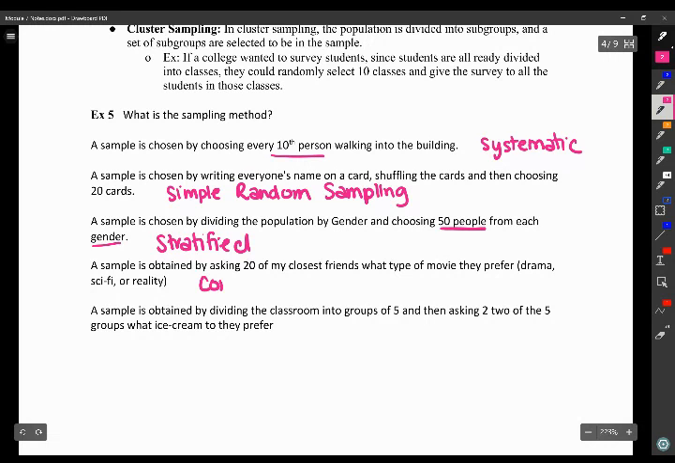This is convenience because they just asked 20 people that are your friends, so you don't have to go out of your way to do that. And then the last one is cluster. So a sample is divided into 5 groups, and then you ask 2 of the 5 people what kind of ice cream they like, and so that would be cluster sampling. So that would be based off of our sampling.